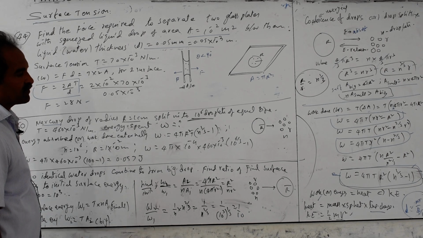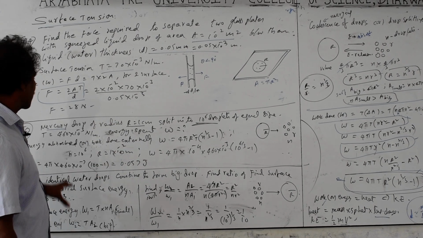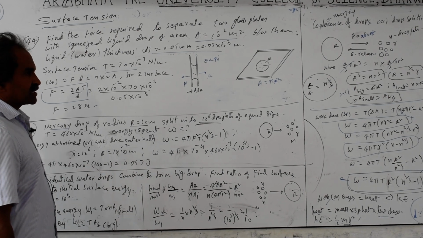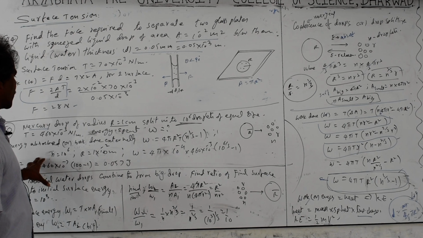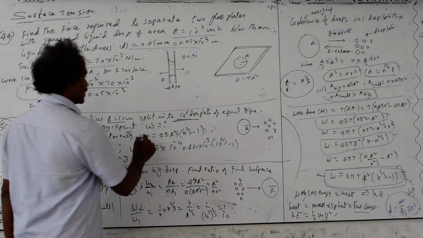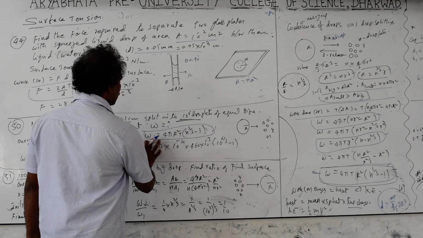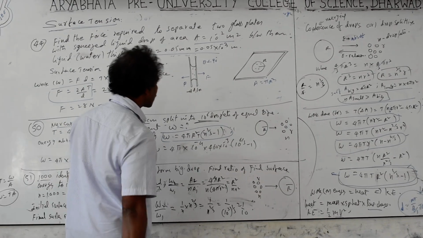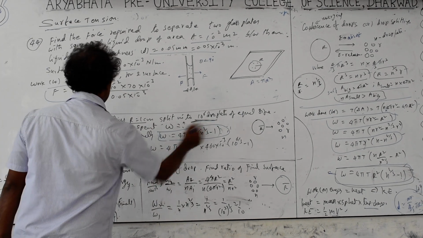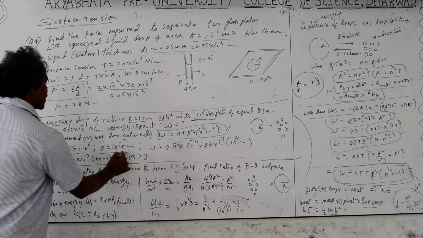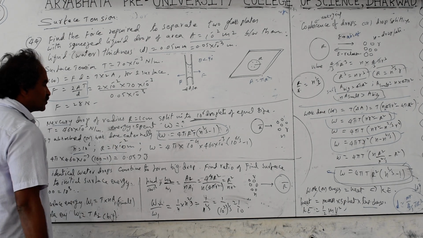But here only droplet splitting is considered, not bubble splitting. Bubble merging is asked, but splitting generally they don't ask. Droplets only will be taken for breaking into droplets, or merging. So W equal to 4 pi R square into T into n to the power 1 by 3 minus 1. N is given as 10 to the power of 6 droplets. The radius of the big drop is 1 centimeter, which is 10 to the power of minus 2 meters.